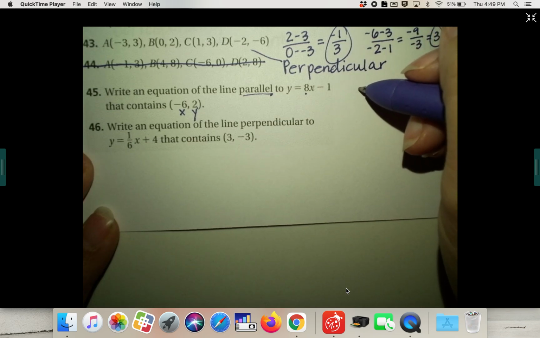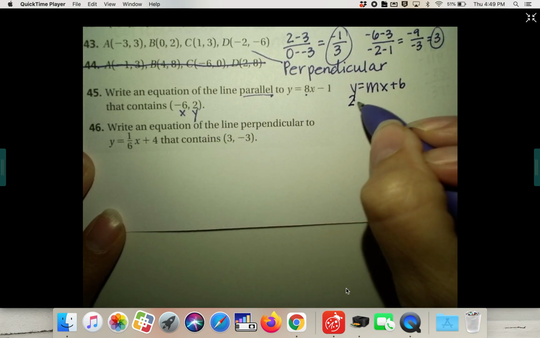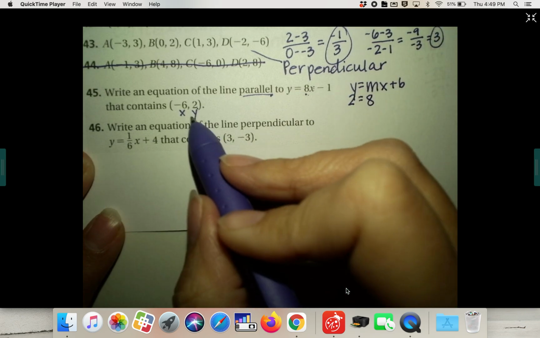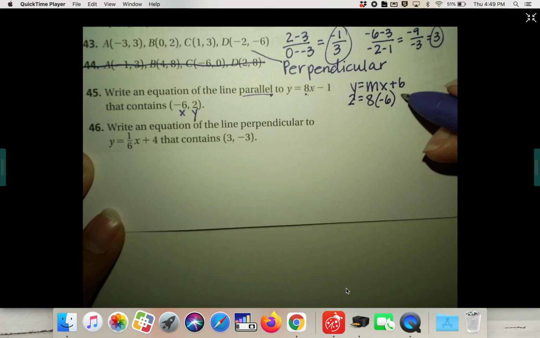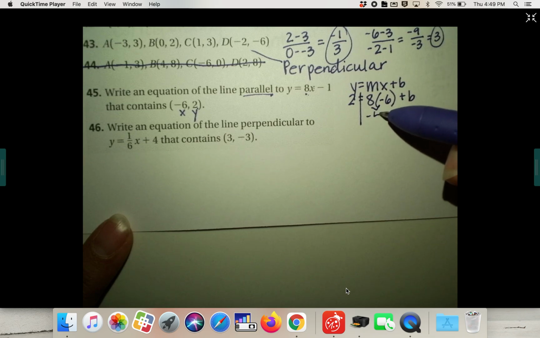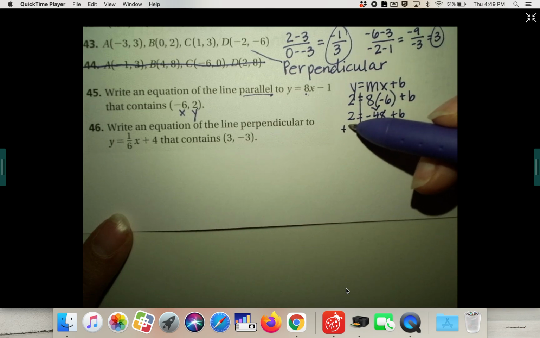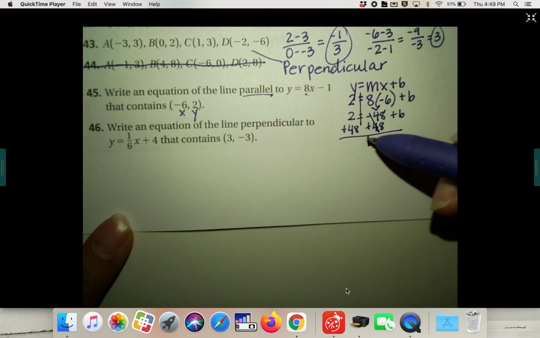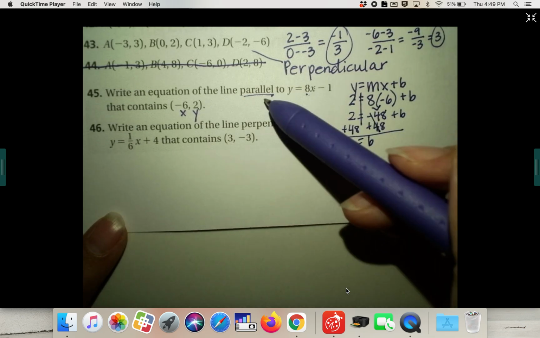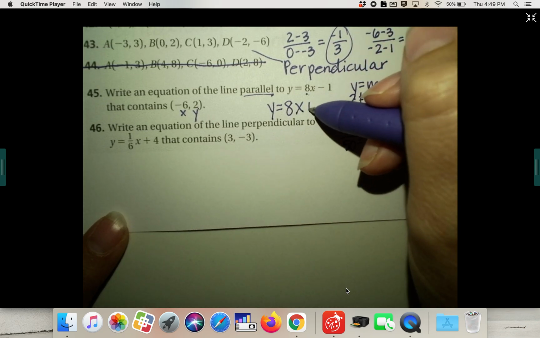So I'm going to put y equals mx plus b. My y that I'm borrowing is 2. My slope I'm going to keep the same because parallel lines have the same slope. And then my x that I'm borrowing is negative 6. I don't know b. That's what we're going to try to find, our new equation's b. All right, so that's negative 48. You would add 48 to both sides, which means b equals 50. Ooh, good thing we're not graphing this. So our equation of a line parallel to this one would be y equals 8x plus 50, because it's parallel, and the b is 50.